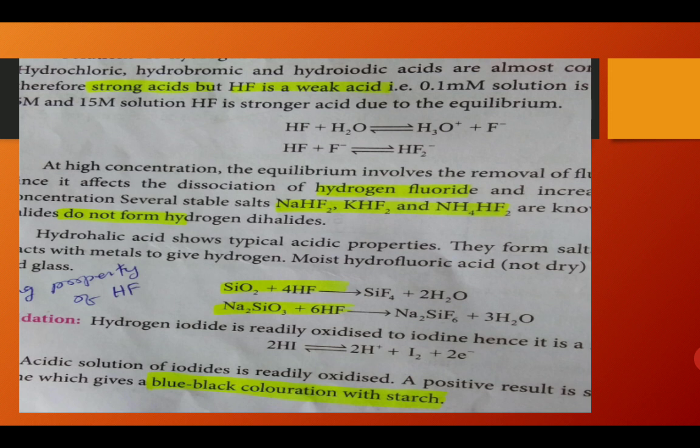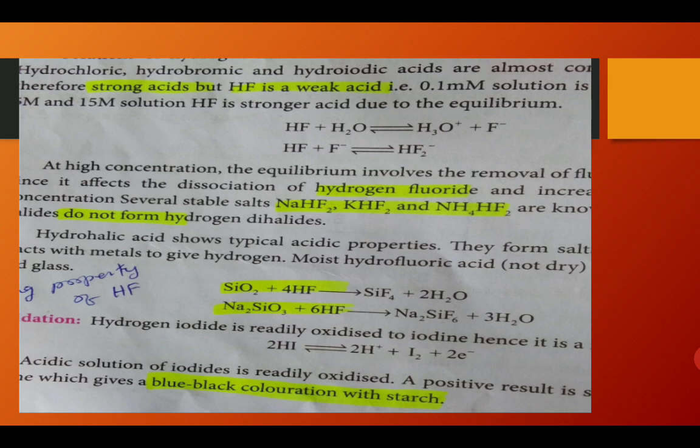Next, Na2SiO3 plus 6HF gives Na2SiF6 plus 3 water molecules. That is why HF is not kept in a glass bottle. This is otherwise known as the etching property of HF. A very important question. And the next equation, HI gives hydrogen ion plus iodine gas plus 2 electrons.